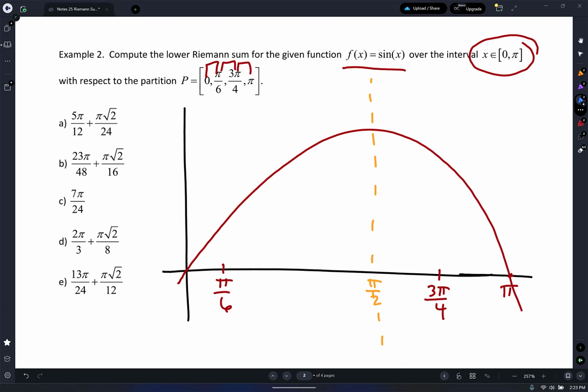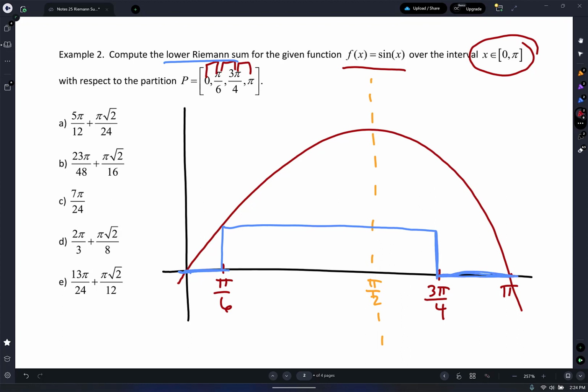So between 0 and pi, they want lower. Do I have a rectangle between 0 and pi over 6? No. Between pi over 6 and 3 pi over 4, which one has the smaller y value? Pi over 6, so go like this. At pi over 6, you have the smallest y value. And then between 3 pi over 4 and pi, where do I have the smallest y value? Pi. So do I have a rectangle? No.